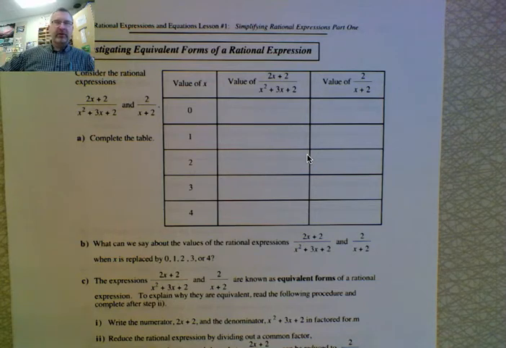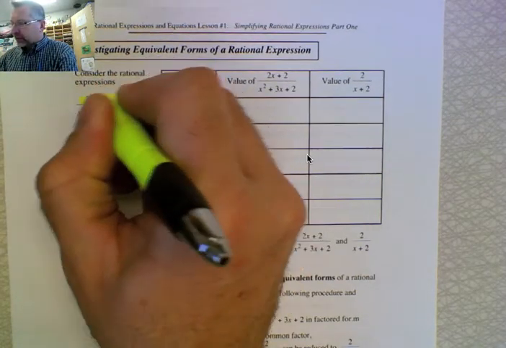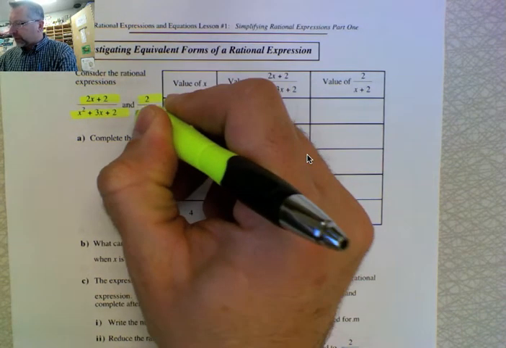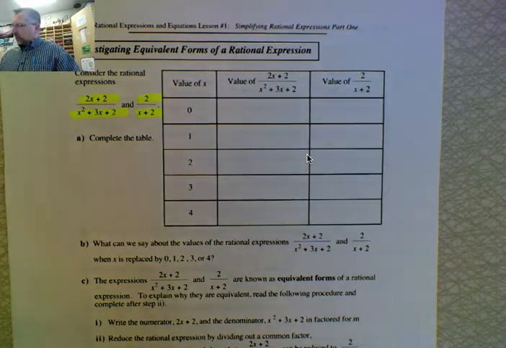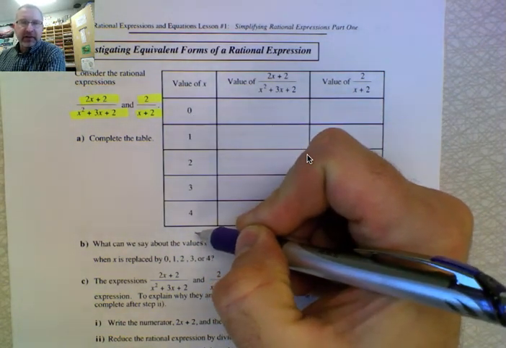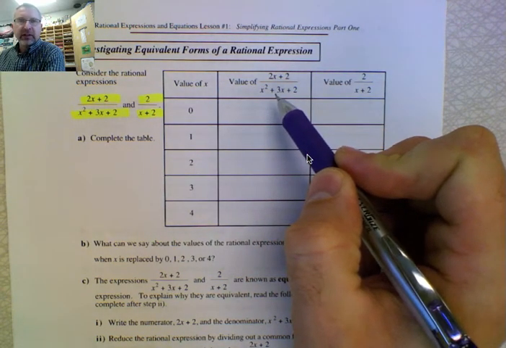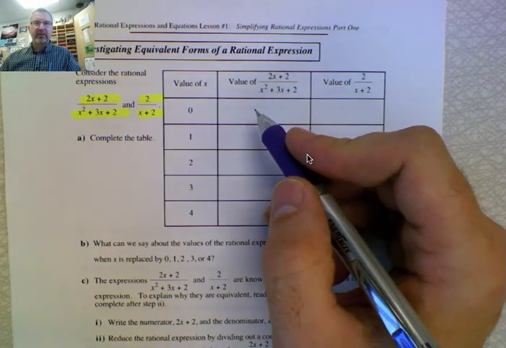All right, so what we're going to look at is two different rational expressions. We're going to look at 2x plus 2 divided by x squared plus 3x plus 2, and we're going to look at 2 divided by x plus 2. And we're going to complete this table. We're actually going to figure out values for these expressions. So basically they've given us some values of x. So we're going to substitute those values of x into each of these rational expressions, and we're going to see what we come out with as a result.